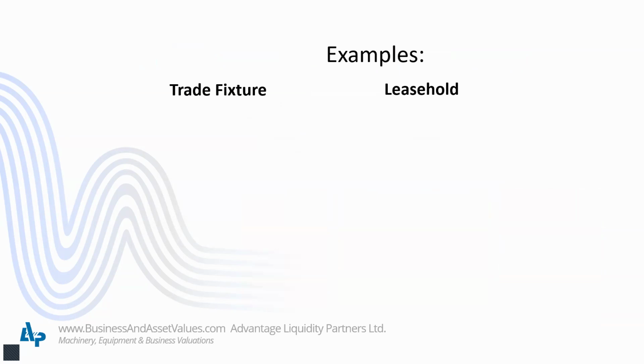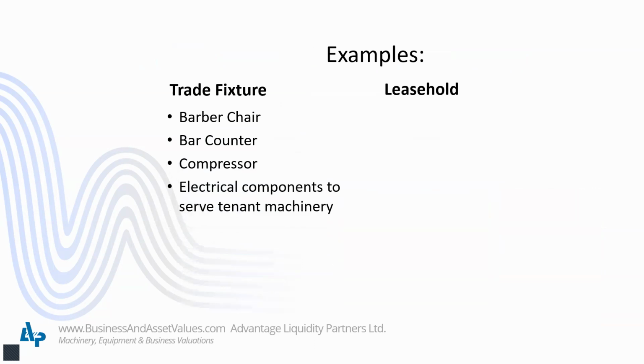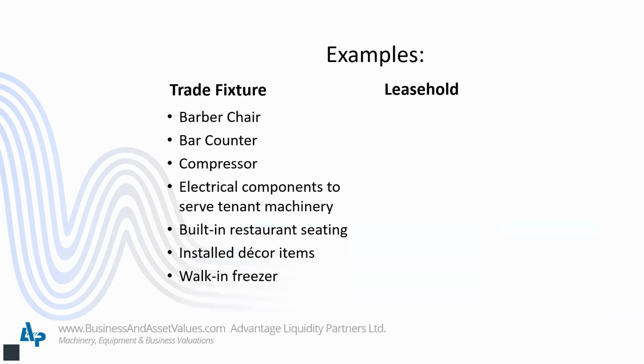I'm going to give you some examples of the difference between trade fixtures and leaseholds. So a trade fixture might be something like a barber chair, a bar counter, a compressor, as I showed you, electrical components to serve tenant machinery. So if there's a big piece of equipment, a CNC machine, for example, and it has its own electrical transformer that's been brought in to serve that machine, then this is also part of the trade fixtures that we can evaluate. We've also got built-in restaurant seating, installed decor items. Sometimes you can get quite elaborate items of decor that are installed in restaurants, for example. Walk-in freezer, as I showed you.